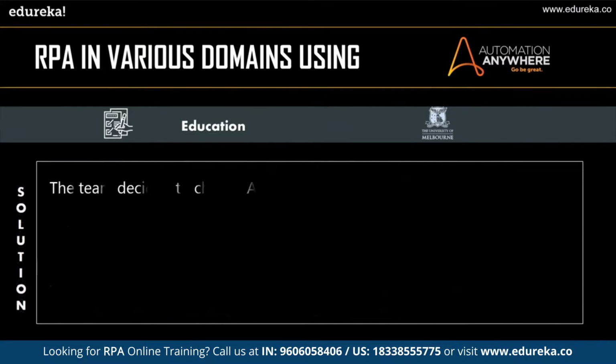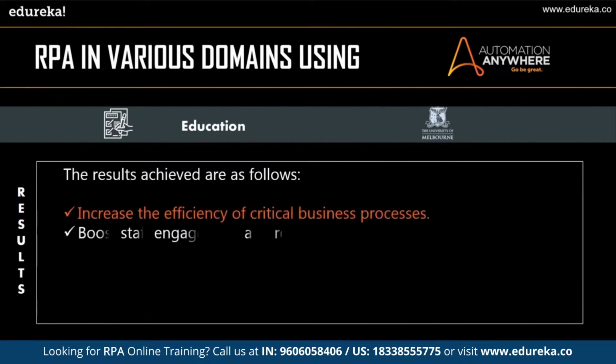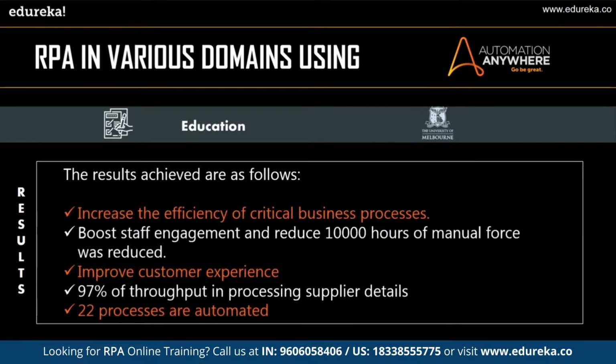So to overcome these challenges, the University of Melbourne decided to deploy bots to automate the processes of downloading individual attachments and consolidating with student results. They decided to choose Automation Anywhere to reduce manual intervention and automate processes across various departments such as faculty admissions, student admissions, and supplier tracking. All the bots deployed across all the departments would automate the data entry tasks and the attachments for new admission applications. Now, the results of the University of Melbourne using Automation Anywhere are as you can see on my screen.